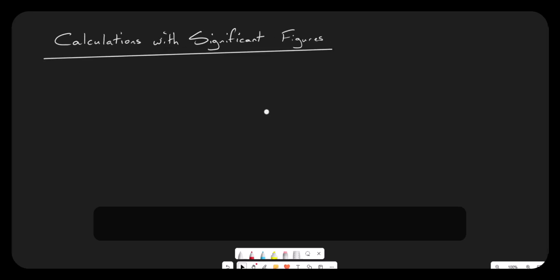So first, multiplication, division. And I'm doing this one first just because it's the simpler case. If I multiply two numbers together, or divide, the answer needs to be rounded to the same number of significant figures as the least precise value. So I need to match the least precise value. I'm going to do this by example because it's a whole lot easier, I think.